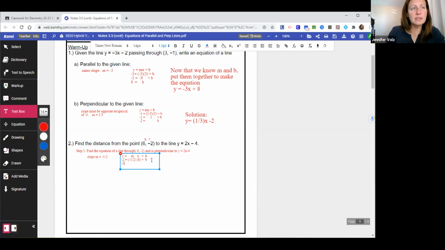Now to work this out a little further, let me clean it up. Negative 1/2 times 6 is negative 3. And then we want to get b by itself, so we add 3 to both sides. 3 plus negative 2 is 1. Therefore, b equals 1.